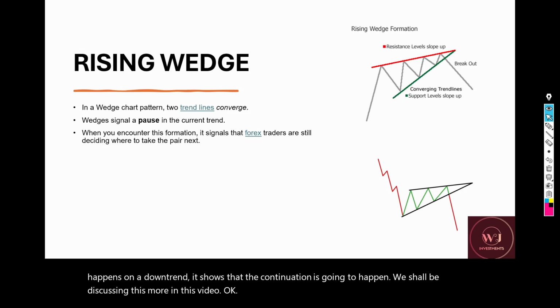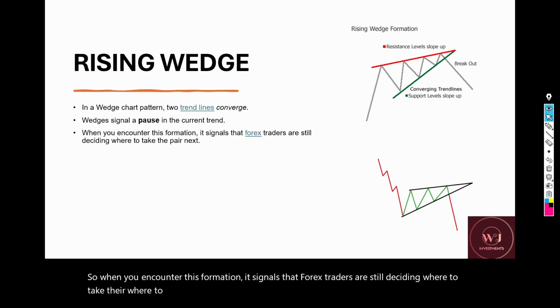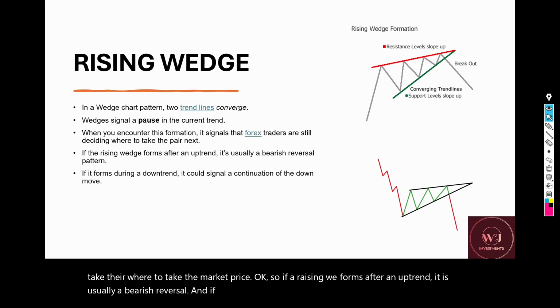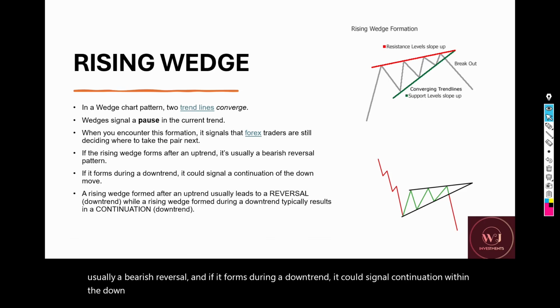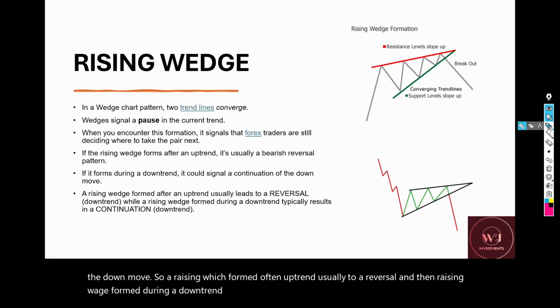When you encounter this formation, it signals that forex traders are still deciding where to take the market price. So if a rising wedge forms after an uptrend, it is usually a bearish reversal. And if it forms during a downtrend, it could signal continuation within the down move. A rising wedge formed after an uptrend usually leads to a reversal, and a rising wedge formed during a downtrend typically results in a continuation.